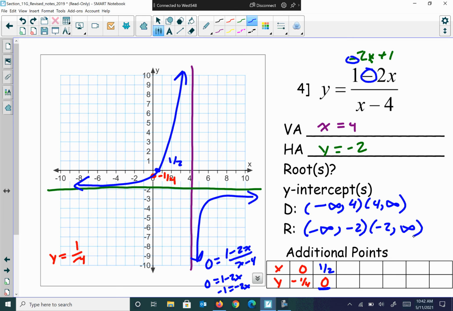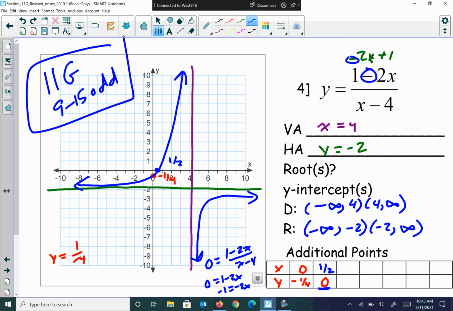Front, back, front, back. All right, how about we do, what am I on? G? Let's do 11G. And let's do 9 through 15 odd. It's got the graphs, it's got the domain and range. But that's what I got. And I'm done early. Woohoo! See you guys later. Am I done early or is it like time to go? Oh man, we got all kinds of time.